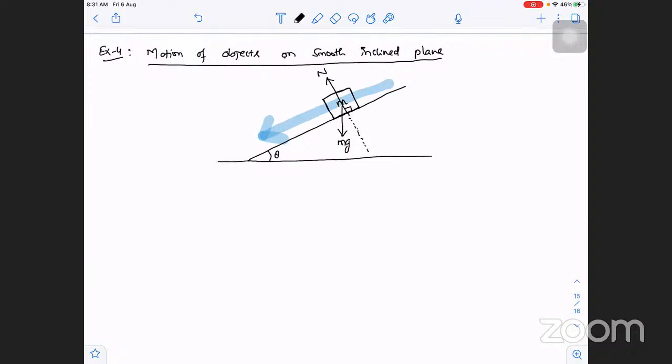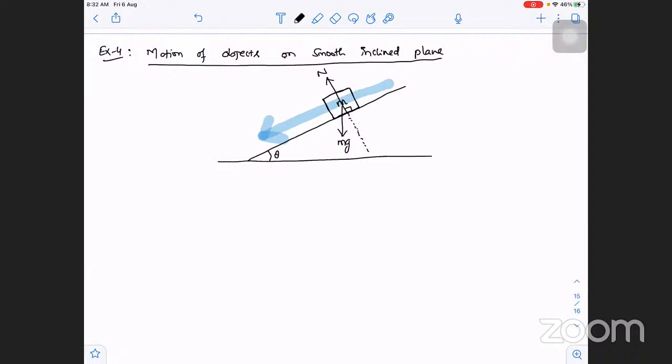if I extend this, now mg is not in the direction of the motion. Even the normal direction is also not in the direction of motion. Then we have to identify the components which are acting in the direction of motion and which components will cancel out. See, perpendicular to the inclined plane, the object cannot move.